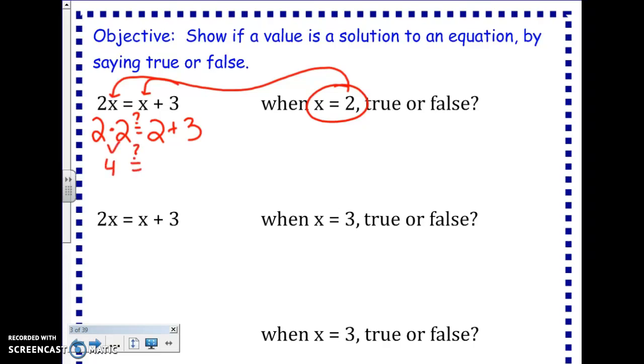So that side is 4, and then 2 plus 3 is 5. And then you ask yourself, is 4 equal to 5? And if the answer is no, you can write not a solution, or you can just write false for me. All right, this is when x is 2, this is a false equation. It does not make it true.